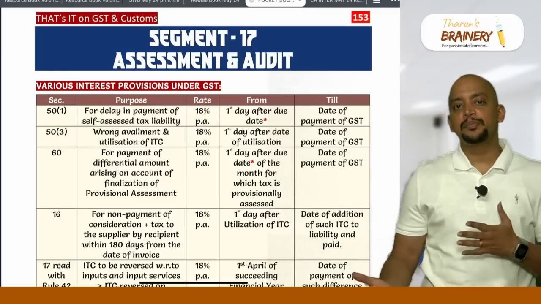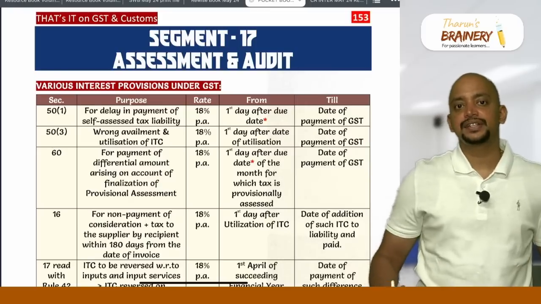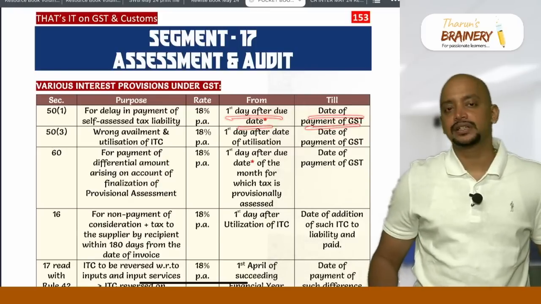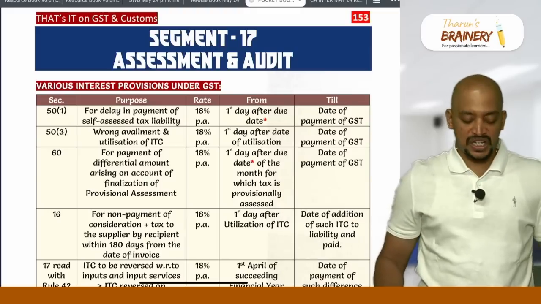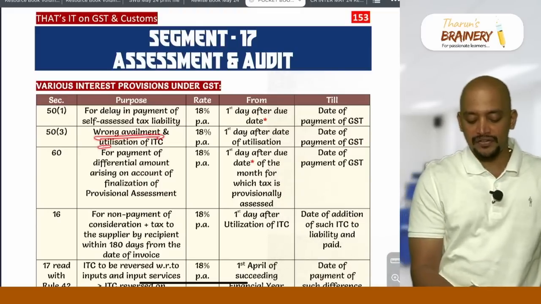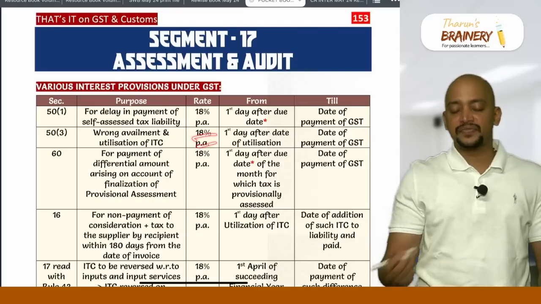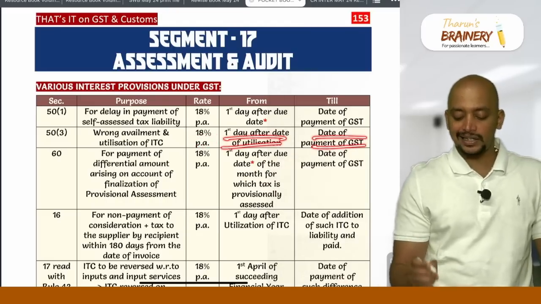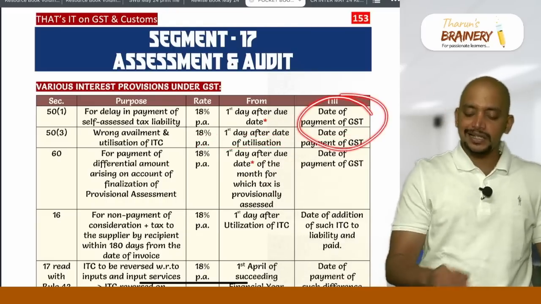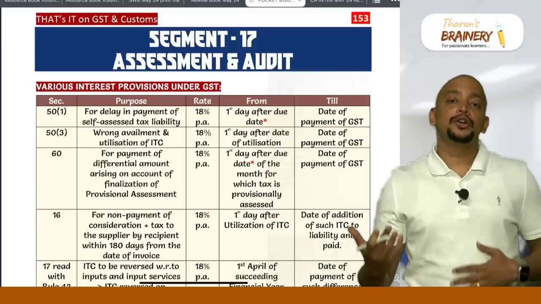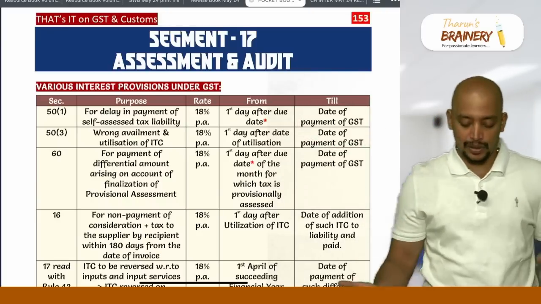So the due date depends upon the due date of GSTR 3B, and from the first day after due date till the date of payment of GST. Whereas section 50 subsection 3 interest is on account of wrong availment and utilization of ITC, the interest rate is 18% per annum. It is from the first day after utilization till the date of payment of GST. What will be considered as the date of payment of GST? Date of filing 3B or date of making payment through DRC3, that will be taken.